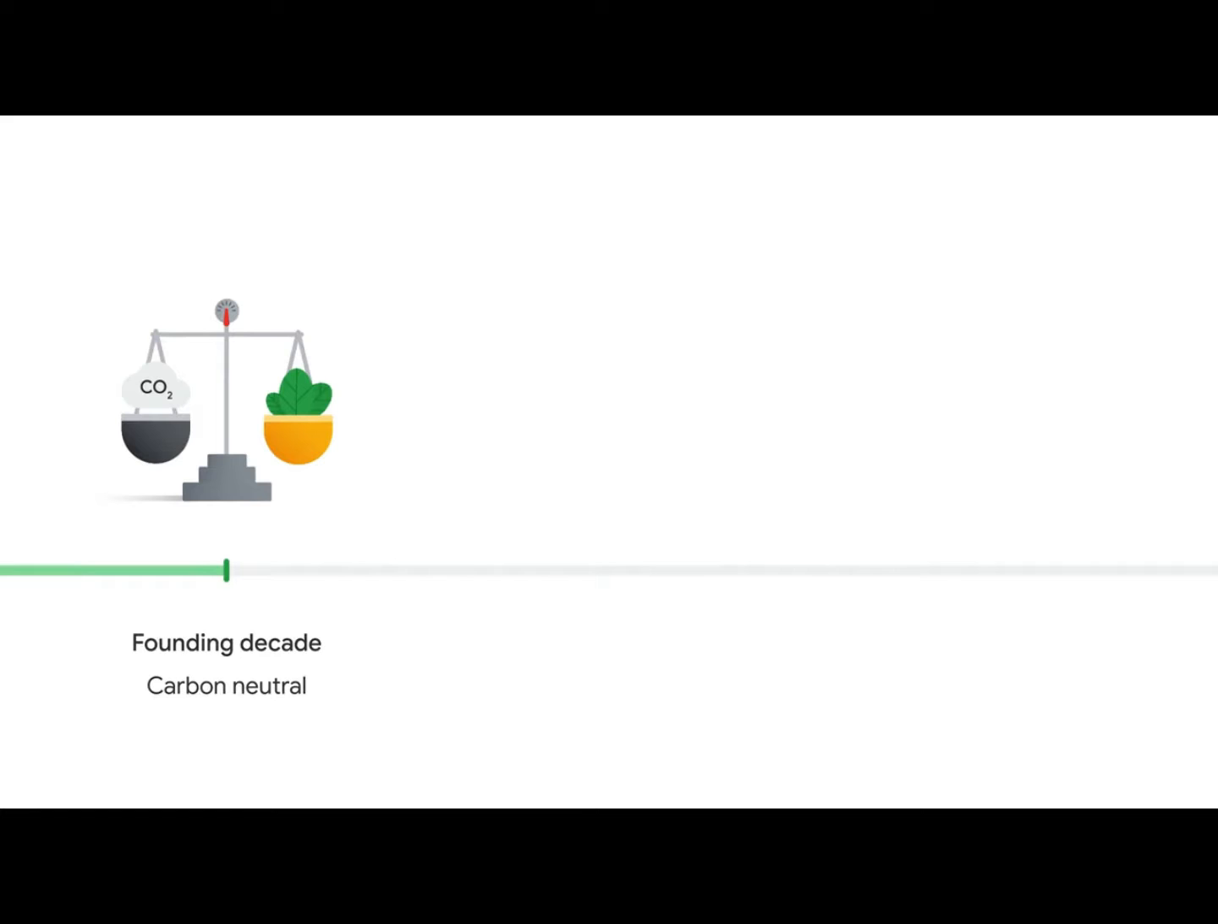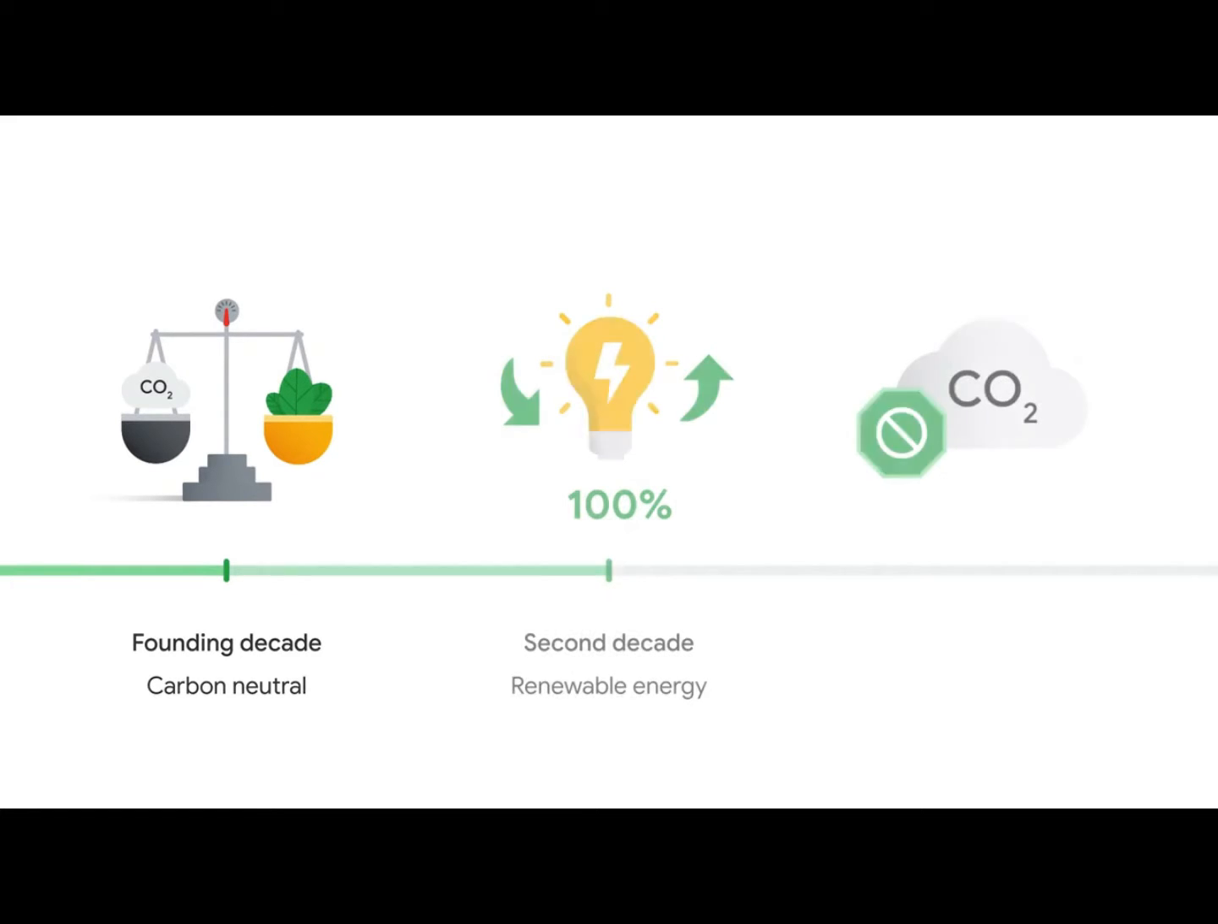In our founding decade, Google became the first major company to be carbon neutral. In our second decade, we were the first company to achieve 100% renewable energy. By 2030, we aim to be the first major company to operate completely carbon-free.